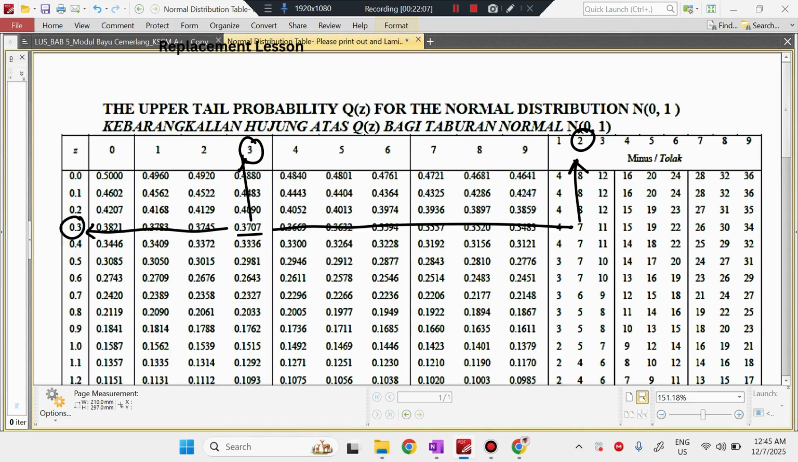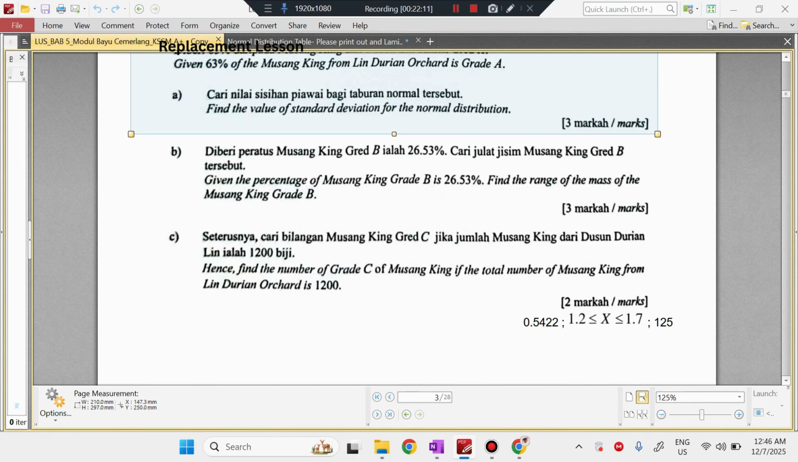Okay, let's check our answer. It is tally, 0.5422. You can see here. Okay, right. Now let's try the next question. Question B.